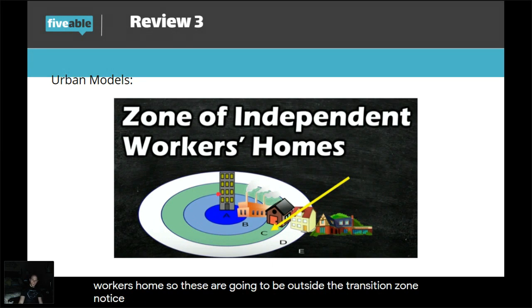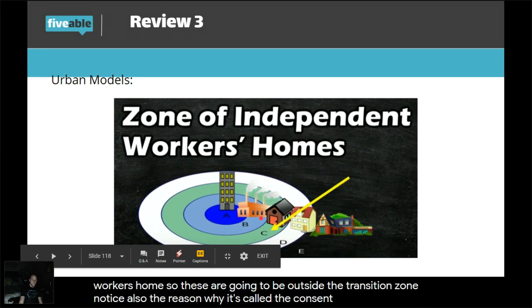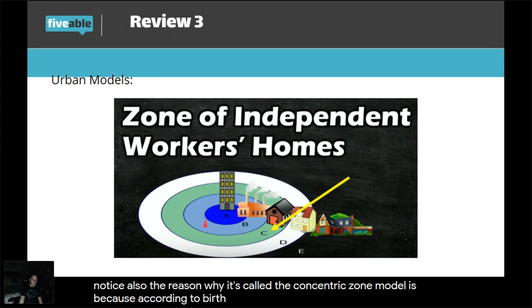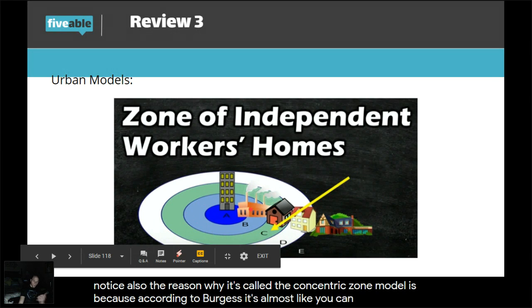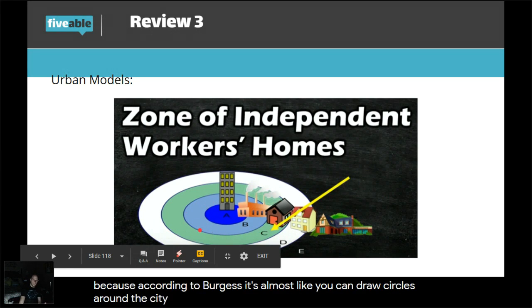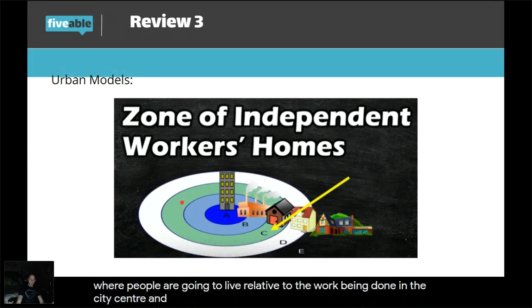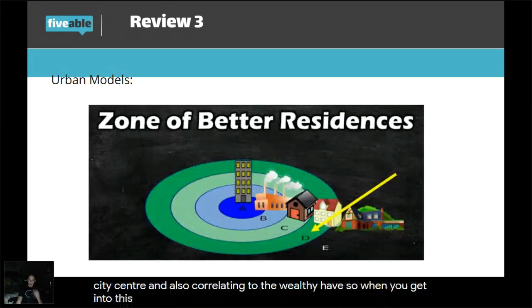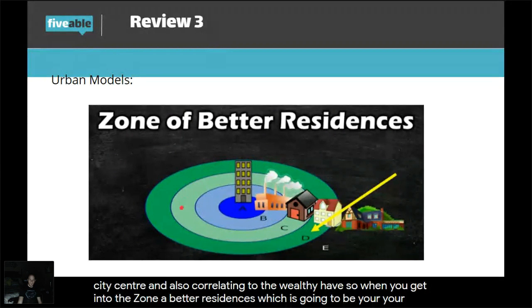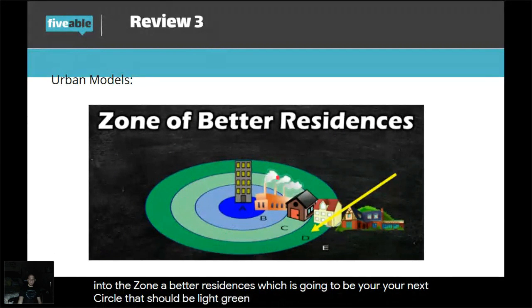Notice also the reason why it's called the concentric zone model is because according to Burgess, it's almost like you can draw circles around the city center, which is going to show more or less where people are going to live relative to the work being done in the city center, and also correlating to the wealth they have. So when you get into the zone of better residences, which is going to be your next circle, that should be light green, you're going to see.